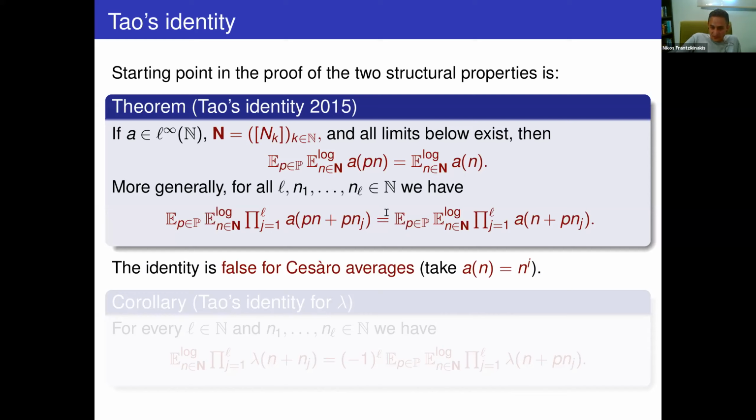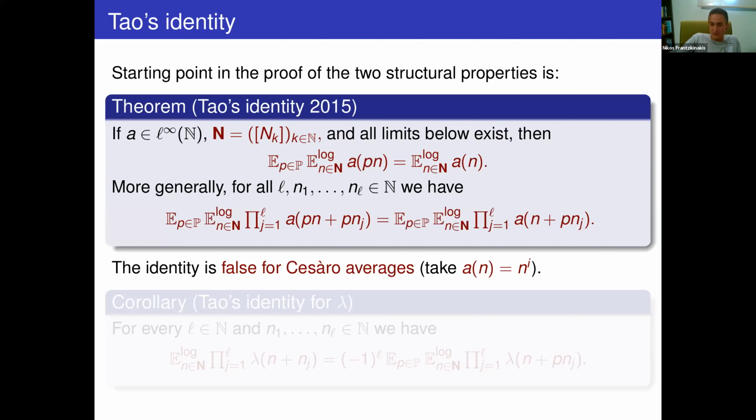So what it tells you is an enhancement of this. Look on the right-hand side. This is correlations of A with dilated copies, averaged out. And on the left-hand side is the same expression, but the difference is that instead of n, I have pn. So somehow I can make this p vanish exactly as I made it here. Okay? So Tao proved this, and it's very useful.